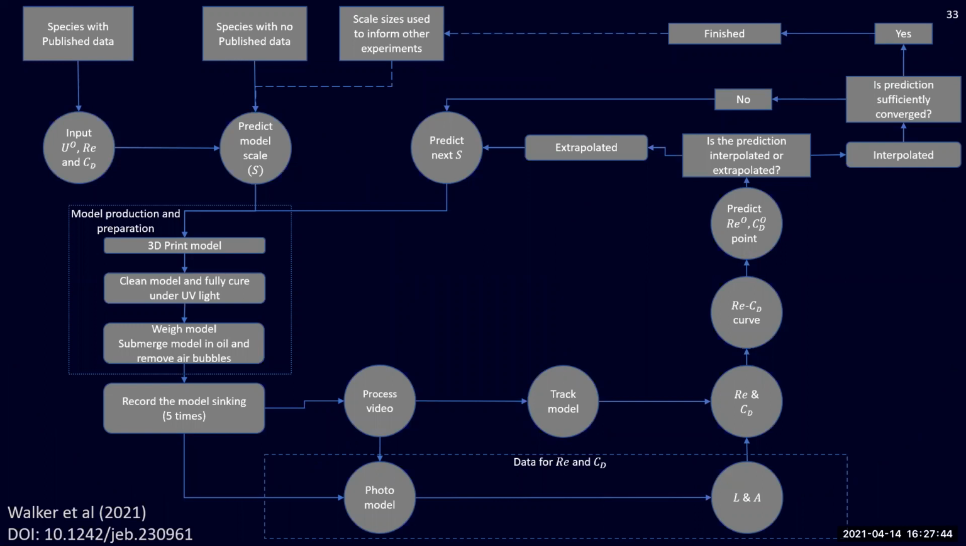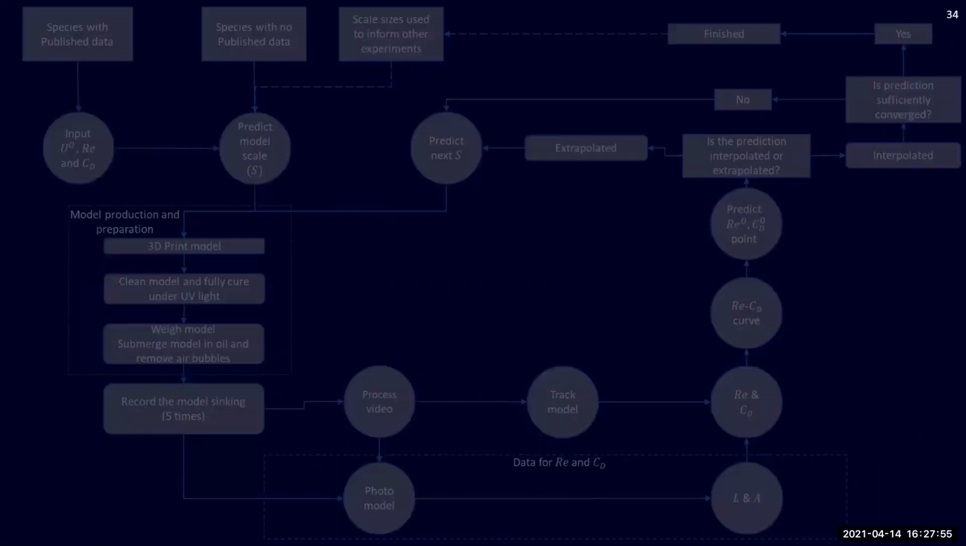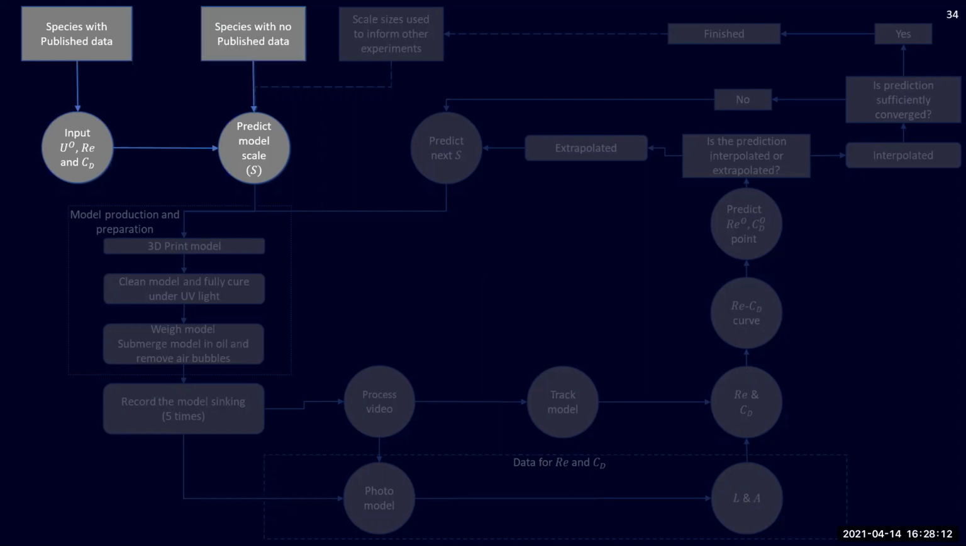So this is the physically iterative approach that I developed in order to determine sinking speeds of real life forams. So I'm going to talk you through this. We start with some species that already have some published data, so we can use those to make an initial first guess about what kind of size we might want to print our model at. Now, for those species that don't have any published data, we can use those equations that I mentioned earlier for a sphere and get an estimated drag coefficient and Reynolds number for a sinking sphere.